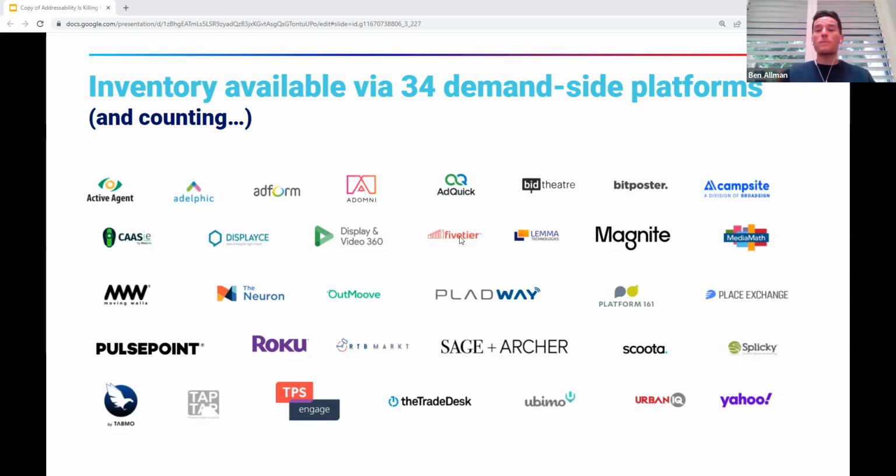If you're already partnered with a demand side platform for your online programmatic buying, chances are that you'll find them on this screen, and please let us know if you can't. And if you've never used a demand side platform before, you don't know what a DSP is and you don't know where to start, that's completely fine as well. Please don't hesitate to reach out to us because that's what we're here for.